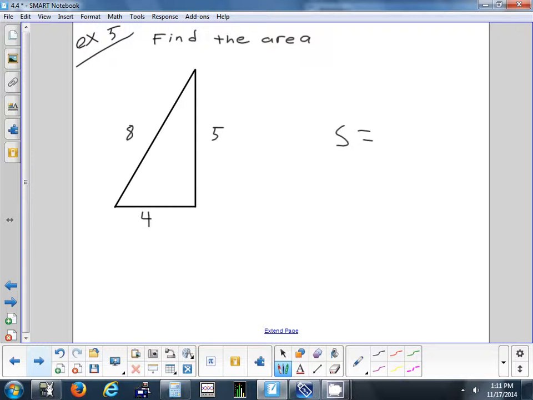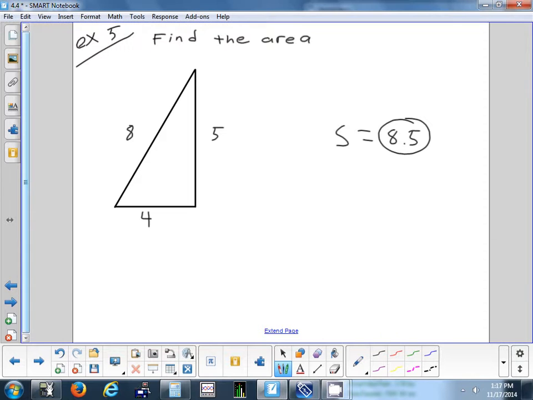What's your semi-perimeter here? 8.5. Yeah. If you add everything up, 8 and 4 gives you 12, plus 5 is 17. Then take half of 17, 8.5. Now you don't know what side A, B, and C are, but we've already said that doesn't matter. As long as you do 8, 5, and 4, it doesn't matter the order you do it in. So try that one on your own. See if you can figure out the area of that triangle.